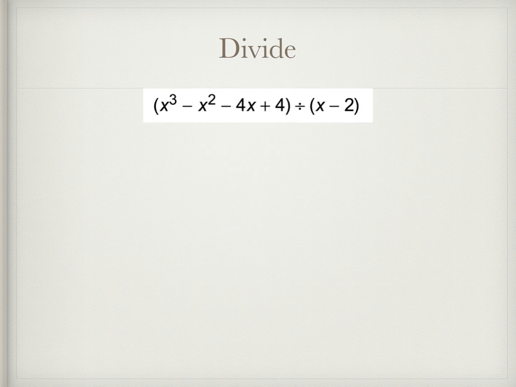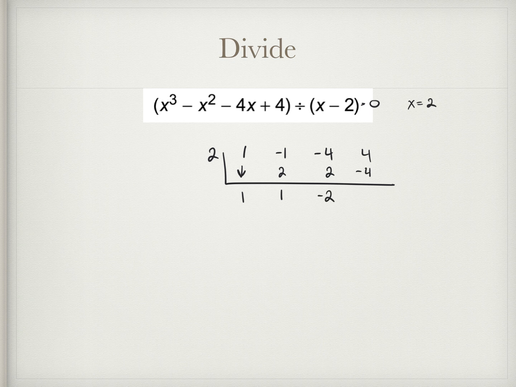Let's go ahead and do this one. Is it in standard form? Yes. So 1, -1, -4, and 4, and we're dividing by x minus 2. Remember, we equal this to 0 to get x is equal to 2. Bring this down. 1 times 2 is 2. This is 1. 1 times 2 is 2. This is -2. -2 times 2 is -4. 0. So now we're left with x squared plus x minus 2 as the final answer.